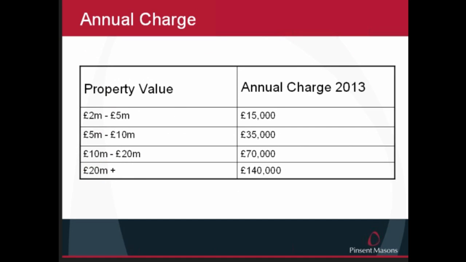So that's the annual charge. Properties between 2 and 5 million, £15,000; between 5 million and 10 million is £35,000; 10 to 20 million, £70,000; and over 20 million is £140,000. And those rates are effectively anything between a quarter of a percent to three-quarters of a percent of the value of the property.